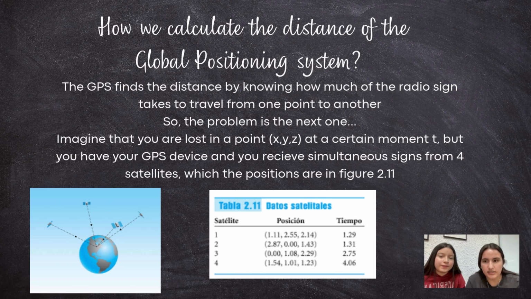Now, how do we calculate the distance of the GPS? The GPS finds the distance by knowing how much time a radio signal takes to travel from one point to another. For this, it is necessary to know light speed, which is approximately equal to 0.47 terrestrial radius per 10 to the power of minus 2 seconds. Now, let's imagine you are an excursionist lost in a forest at the point X, Y, and Z at a certain moment called T. You don't know where you are, you don't have a clock either, so you don't know what time it is. However, you have your GPS device and you can receive simultaneous signals from four satellites at once, which give you positions and times as shown in picture 2.11.